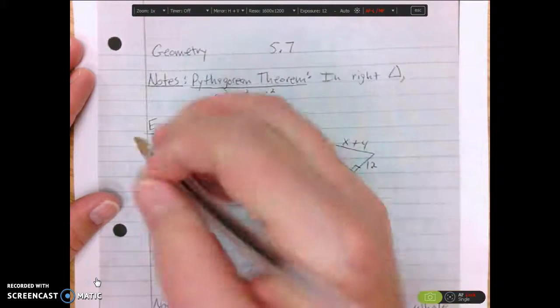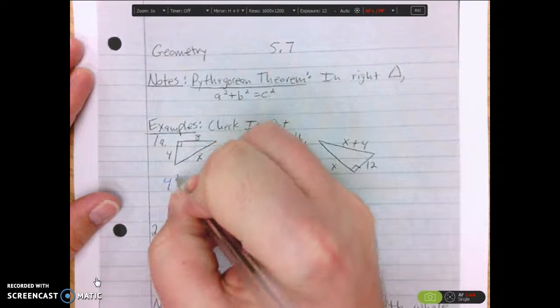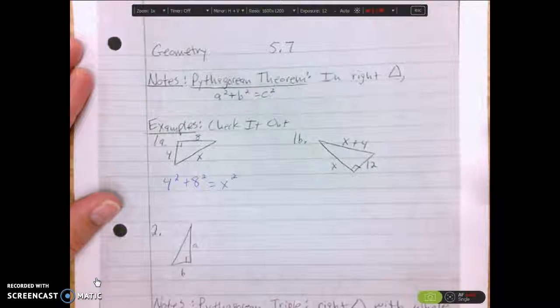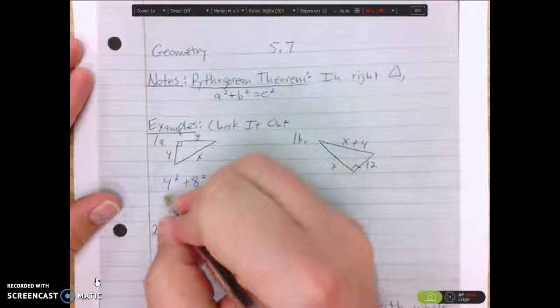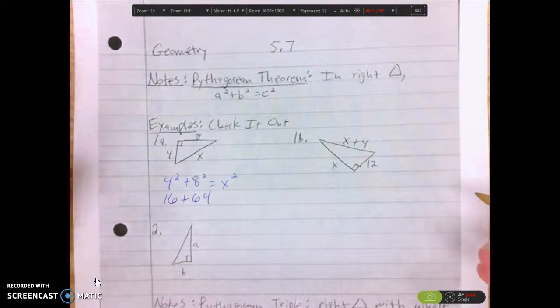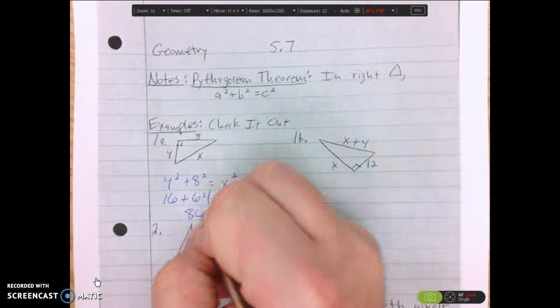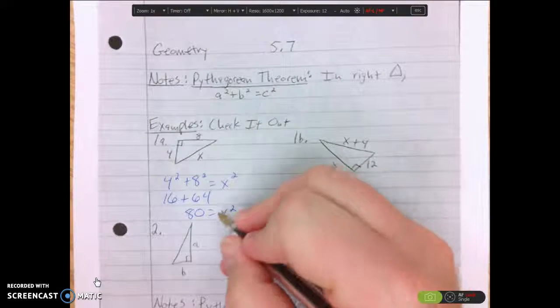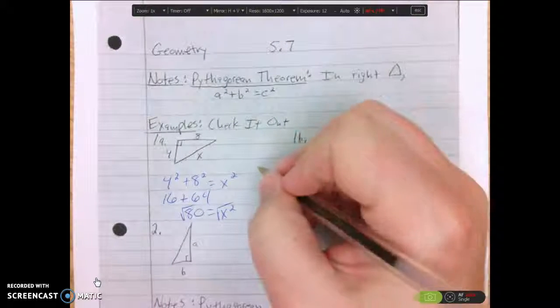So on this first equation, you're just going to do 4 squared plus 8 squared equals x squared, because that's our c, our hypotenuse. 4 squared is 16, 8 squared is 64, 64 plus 16 is 80. So 80 equals x squared, and so to undo a squared, you take the square root, and so the square root of 80 is my answer.